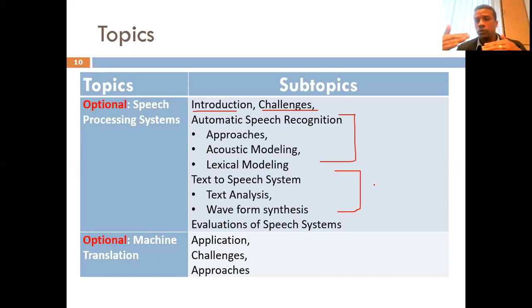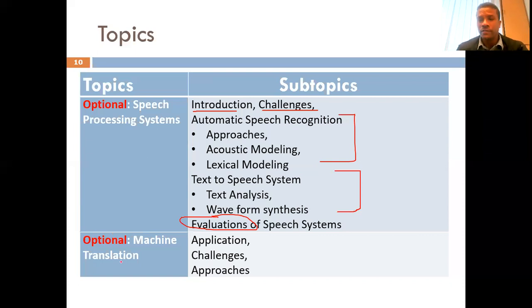So we are going to see these two bidirectional processes in this chapter. And finally, we are going to see how to evaluate a speech processing system, whether it is an automatic speech recognition or ASR or TTS or text-to-speech system.